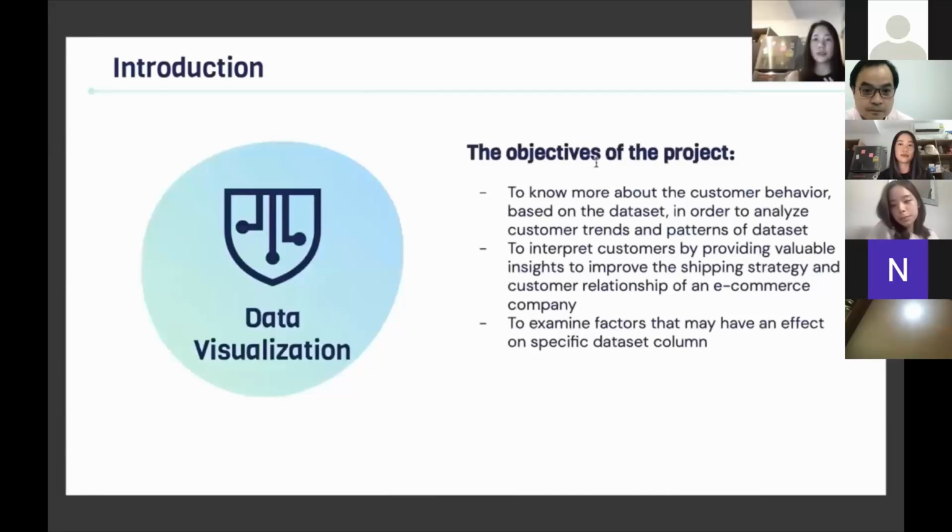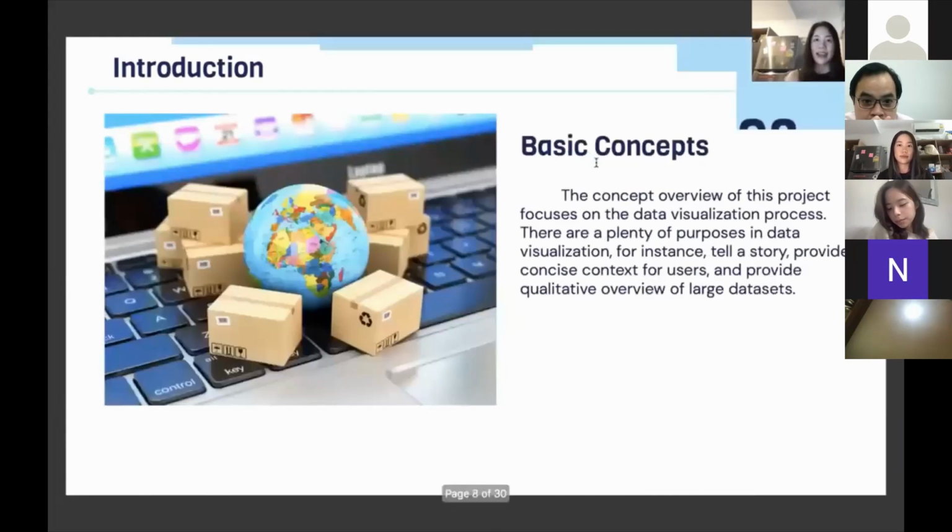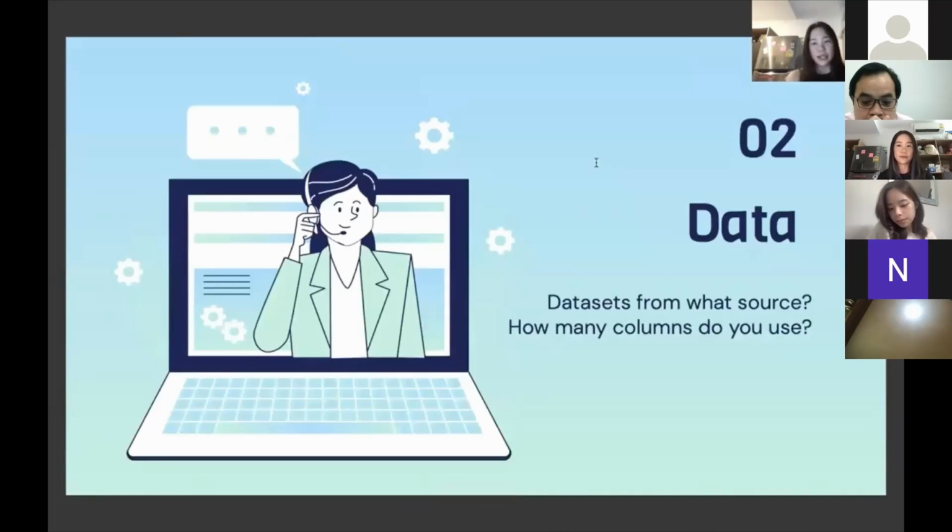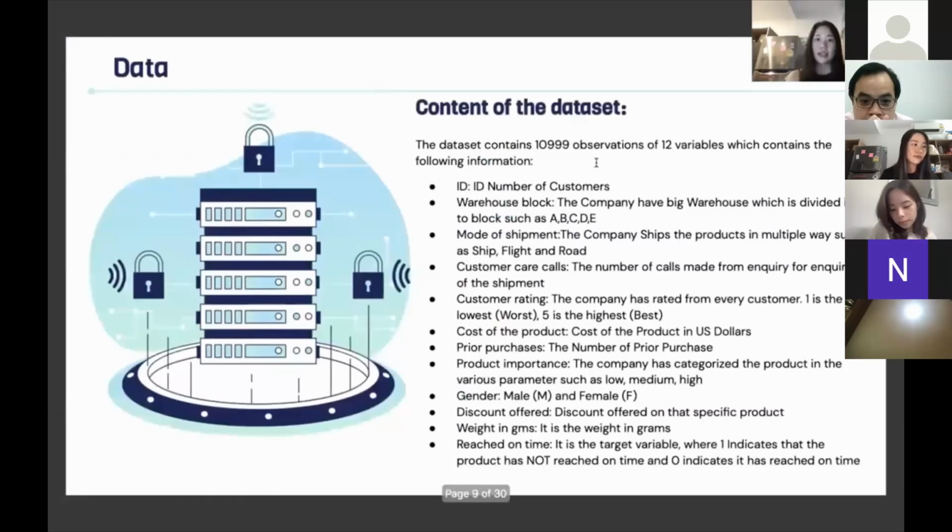So my objective of the project would be to know more about customer behavior, to interpret customers by providing valuable insights, and to examine factors that may have an effect on specific data columns. So let's move on to our second agenda, the data. Where does my data come from? The content of the data set.